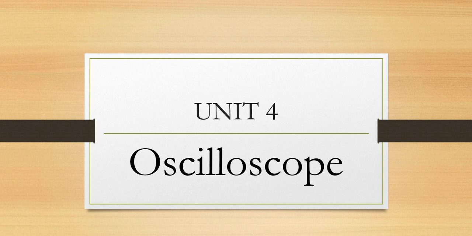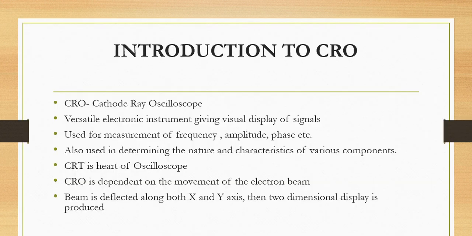So before that, let us see the introduction. As discussed earlier, CRO is cathode ray oscilloscope. It is a versatile electronic instrument which gives you a visual display of signals. It is also used for measurement of frequency, amplitude and phase.